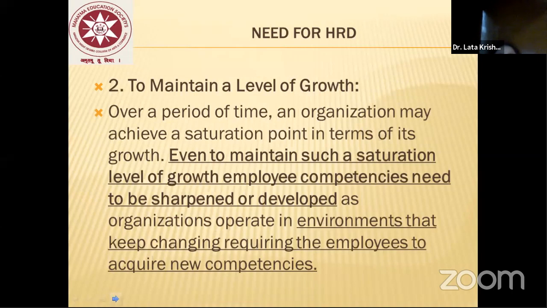And this can happen only through continuous development and training. It's very challenging, but human resource development will help your business organization to broaden this curve and remain at the top over a period of time and help your organization maximize profits. So organizations operate in an environment that keeps changing, requiring employees to acquire new knowledge. And this then becomes the responsibility of HRD.